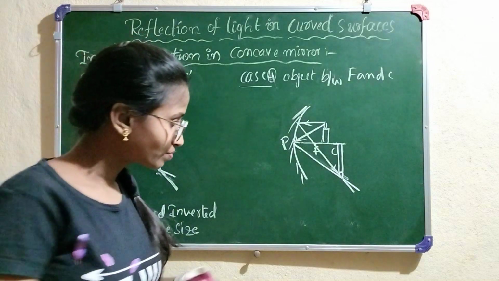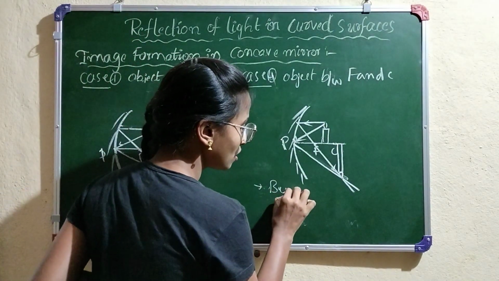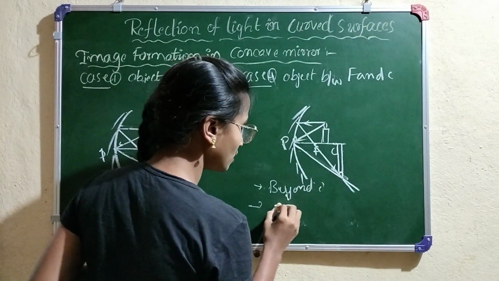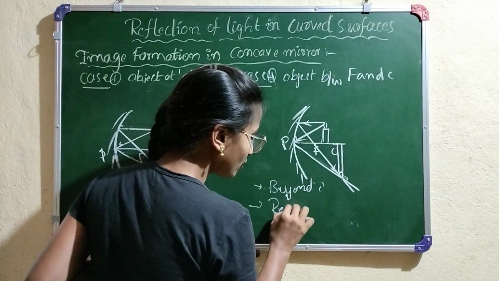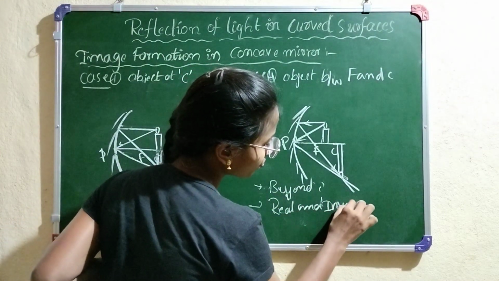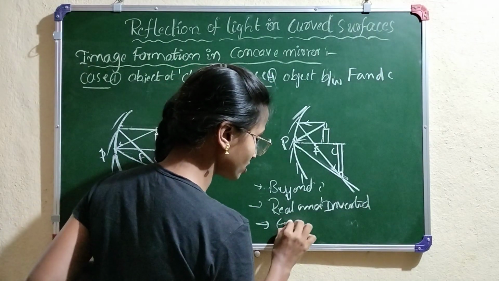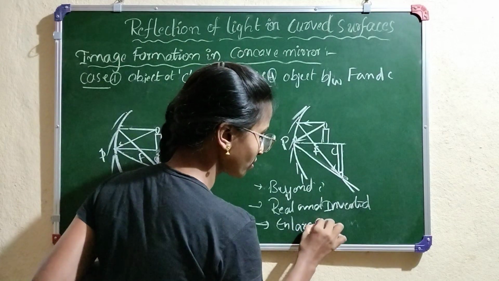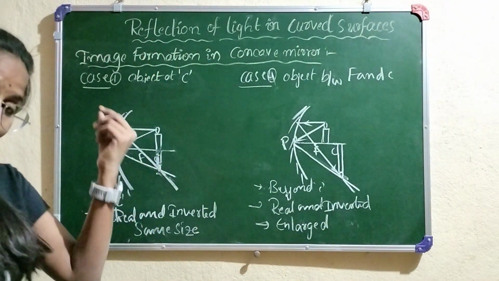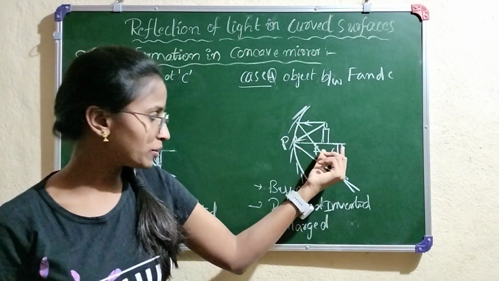Yes. And properties: the image is forming at a position beyond C, real and inverted, next enlarged, a little enlarged one. Yes, this is case 4. Case 1 at infinity, case 2 beyond C, case 3 at C, case 4 between F and C.